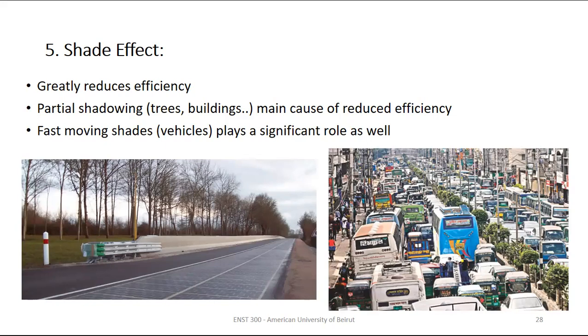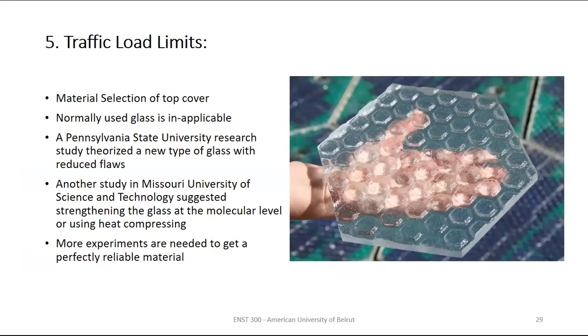And there is also the fast-moving shade that is resulting from the movement of vehicles on the road, or even sometimes from the traffic jams where the sunlight is blocked completely for a long period of time. So this needs great attention when designing the solar roadways. Also, there is the traffic load limits.